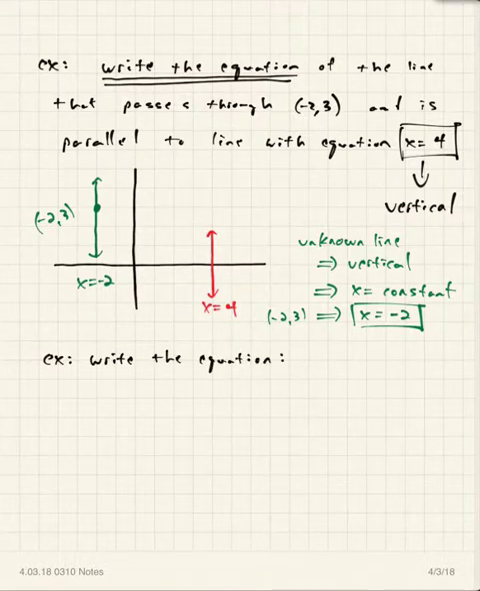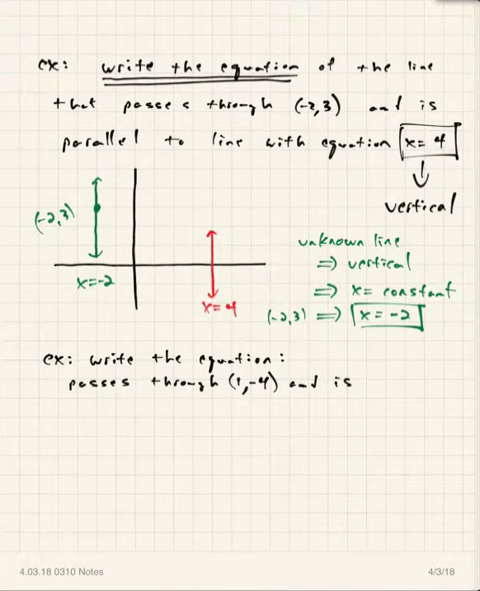And in this case, the line passes through (1, -4) and is perpendicular to y equals, let's say, negative 1.